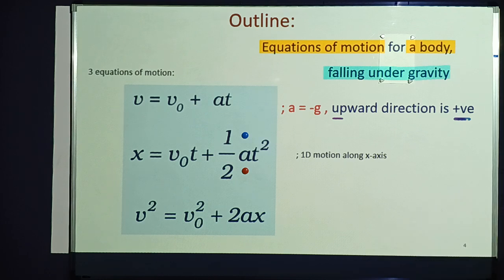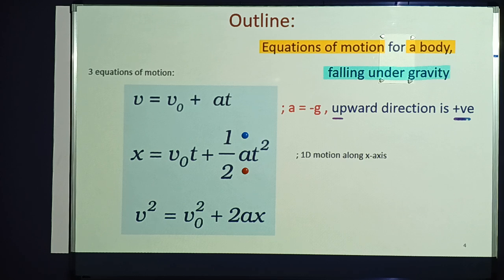In this video, I will discuss equations of motion for a body which is falling under gravity. Earth's gravity is acting downwards, so if we take the upward direction as positive, then the acceleration is minus g, where g is 9.8 meter per second square.